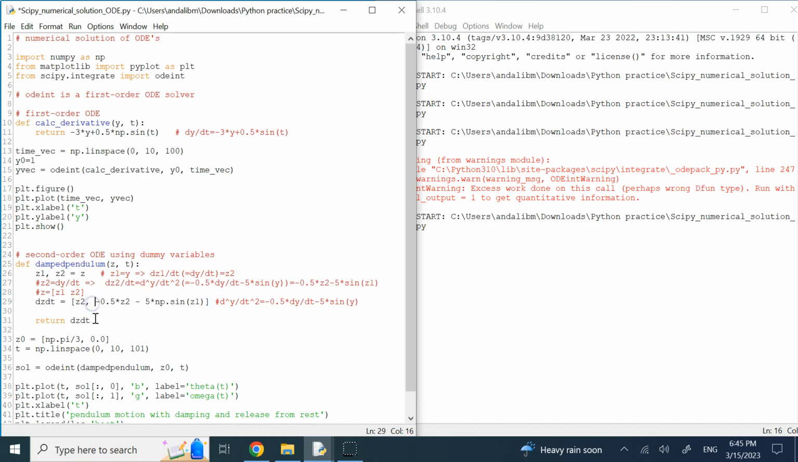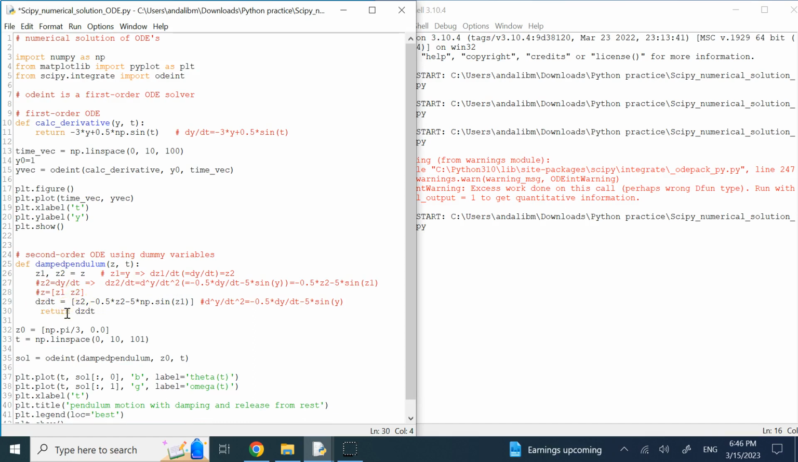So these two components of dz over dt are the right-hand sides of my first order ODEs. One of them is this guy, the other one is this one. And those, as I said, will define the right-hand sides. So now this is the output which I'm going to return for this function. And finally, I call my ODE int with this function.